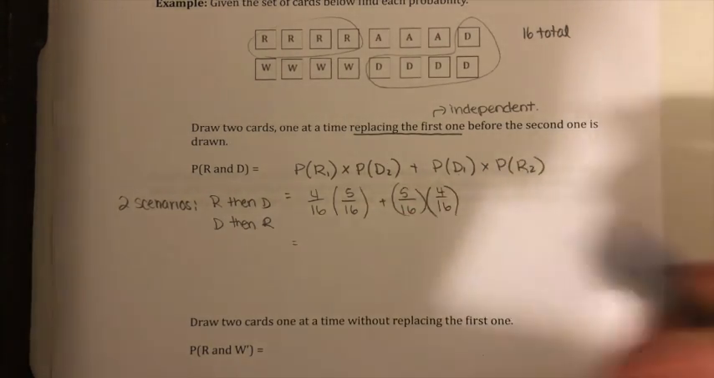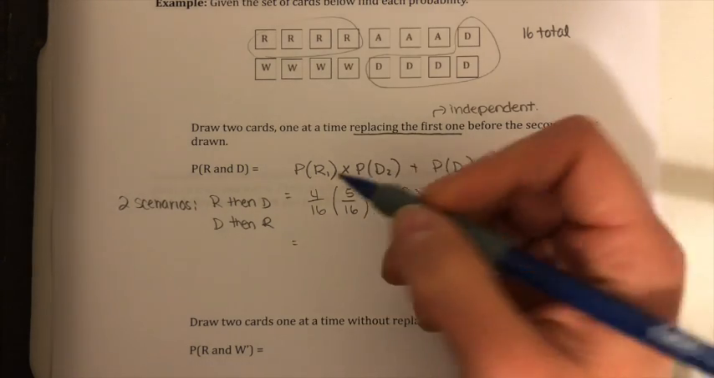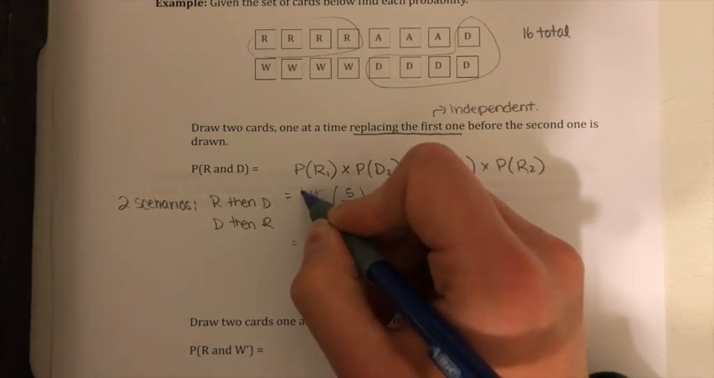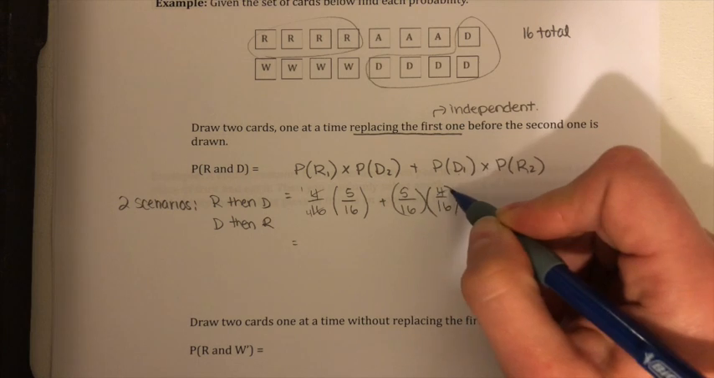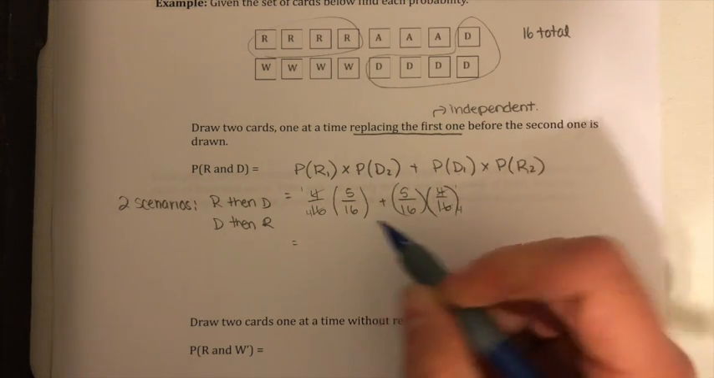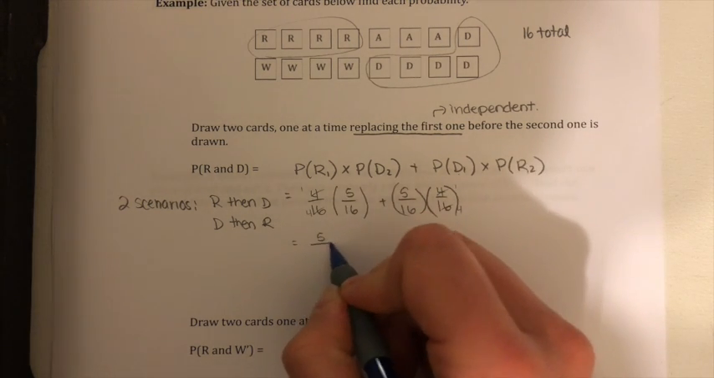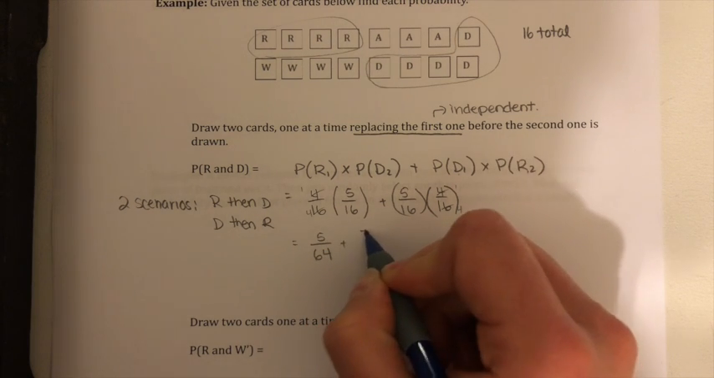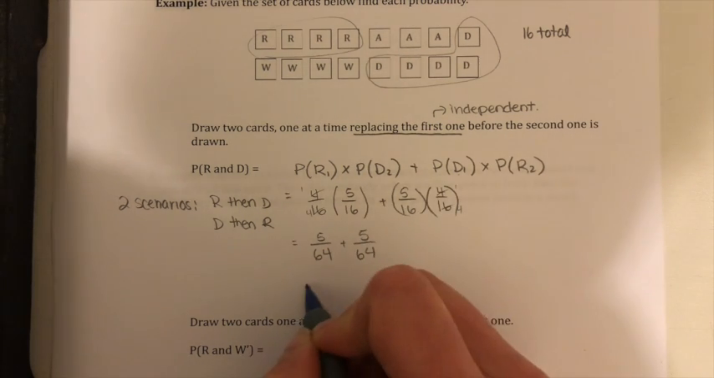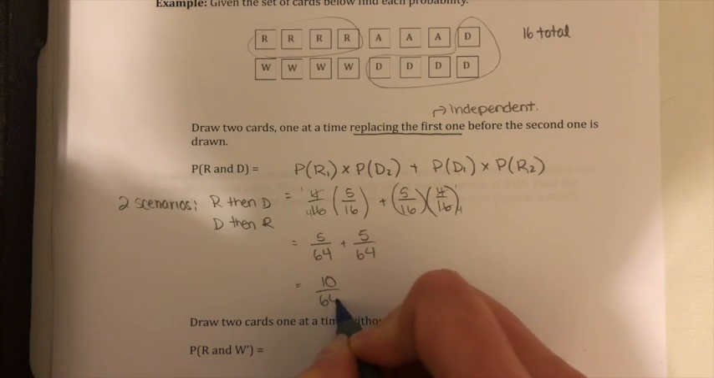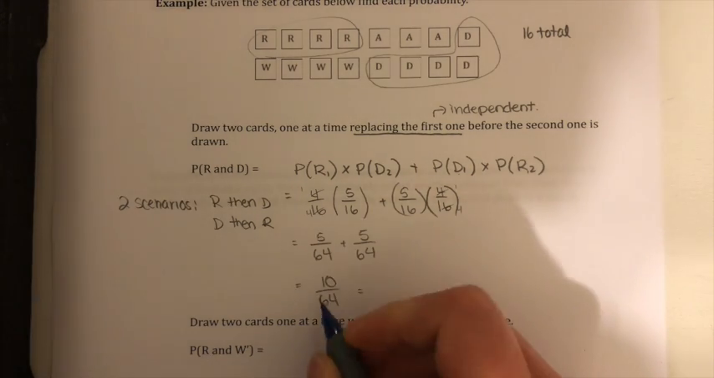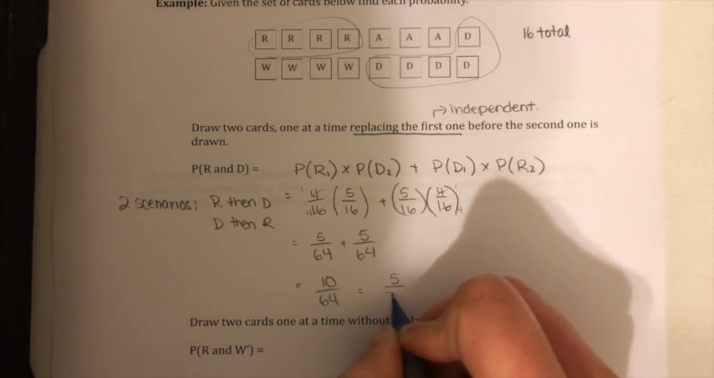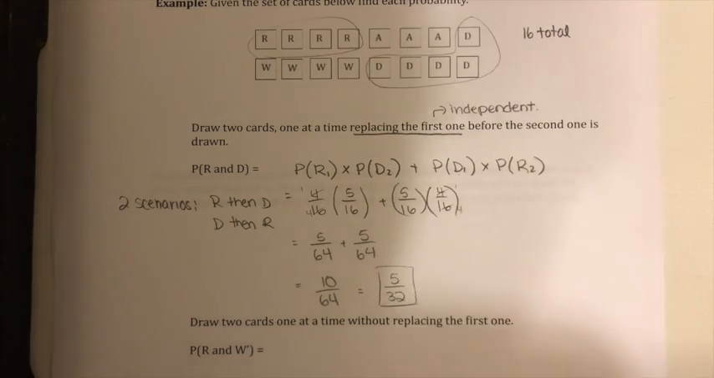Okay, so when we simplify this, so that I didn't have to get my calculator out, I reduced these ones to 1 over 4, and then 1 over 4, because then I just have 5 over 64, plus another 5 over 64, that's 10 over 64. So when I reduce those, I can divide them both by 2. I get 5 over 32.